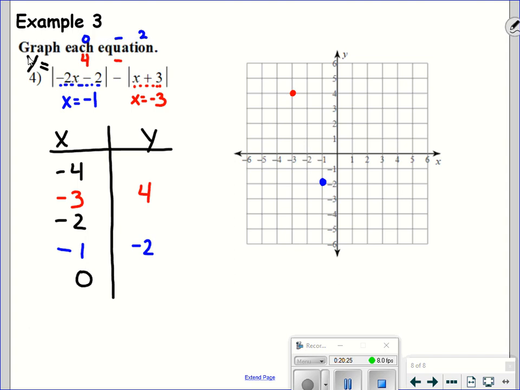If I plug in a 0, I would have 2 from my first absolute value minus 3. So 0, negative 1. If I plug in a negative 2, then I would have 2 minus 1. 1, so negative 2, 1. And look at how that makes this line up perfectly. Isn't that nice?